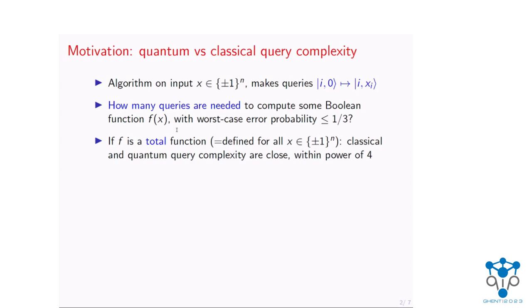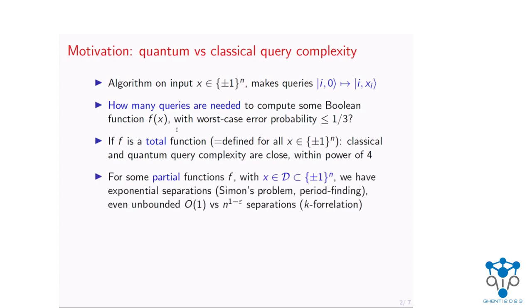In any case, if your function is total, you can't really expect very much speedup in terms of query complexity. Situation is totally different if you have a promise on your input. So if not every possible input n-bit string is allowed as input, but somehow there's some sort of promise that your n-bit string will satisfy a certain nice property. So there are partial functions on subsets of the n-bit Boolean cube where we can get exponential separations, right? So you can formulate Simon's problem in this form. Shor's period finding problem is of this form. These are partial functions on inputs satisfying nice structures. For instance, periodicity in the case of Shor's algorithm.